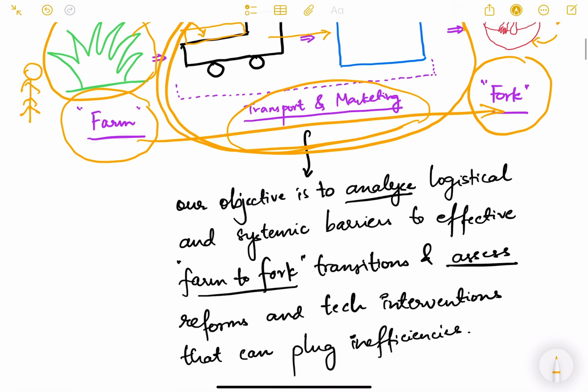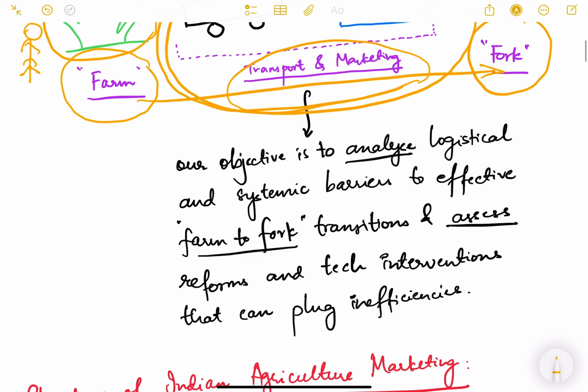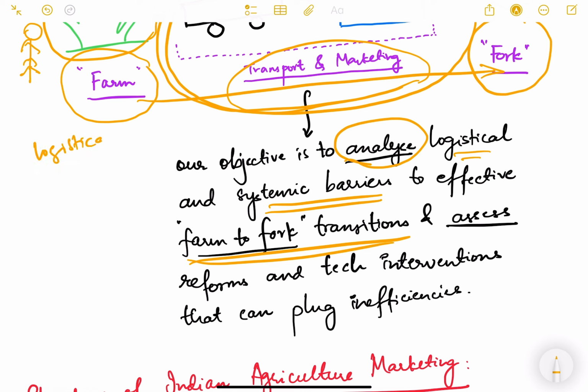produce. And the objective of this particular lesson is to analyze the logistical and systemic barriers to effective farm to fork transition. So what are the challenges, what are the problems, what are the various issues? Those issues may be logistical issues, transportational issues, systemic issues, legal issues, political issues, environmental issues, technological issues.